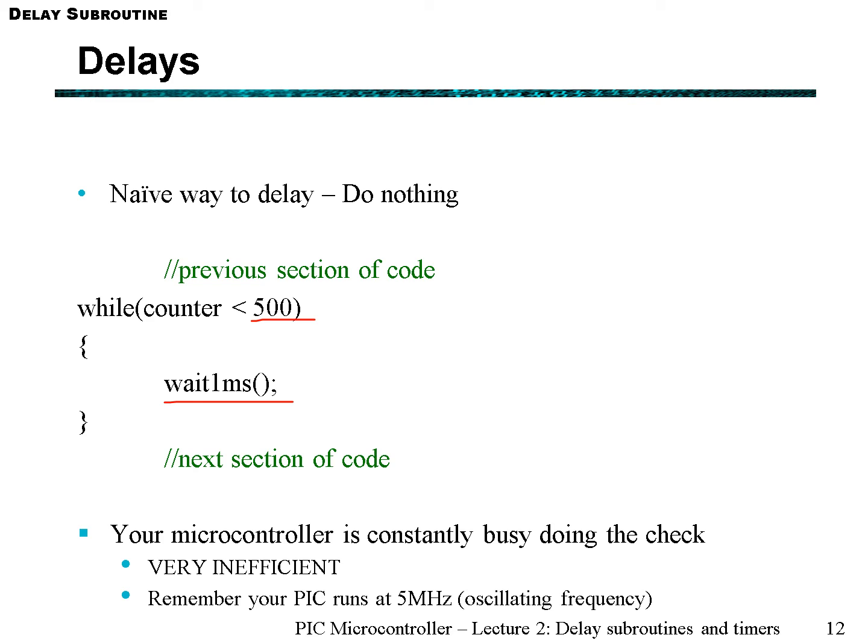Now, while you tell the microcontroller to do nothing or wait for a millisecond, it is constantly busy checking. So what we call is busy checking. So it just stays busy, just waiting for the 500 milliseconds. And this is very inefficient. So remember that your PIC runs at 5 megahertz. So a 20 megahertz crystal will mean that it's a 5 megahertz internal clock frequency. So while you're telling it to wait for half a second, the PIC has run 2.5 million cycles. So that's very inefficient.